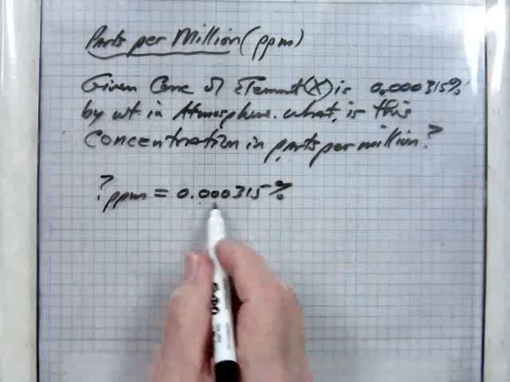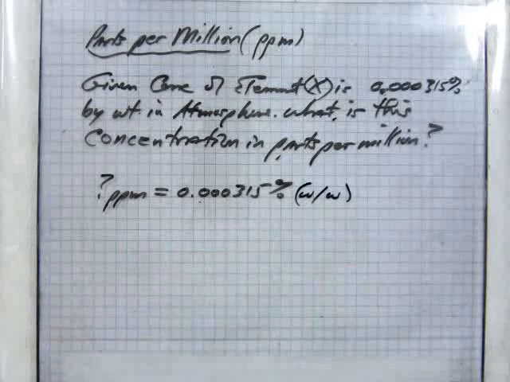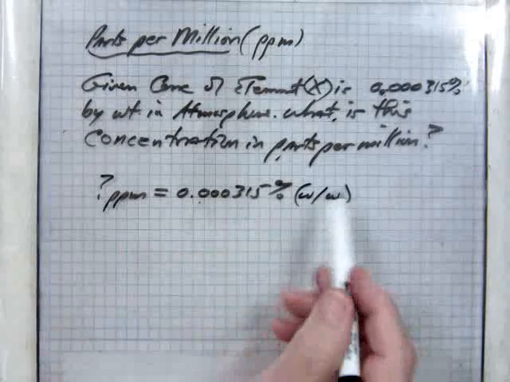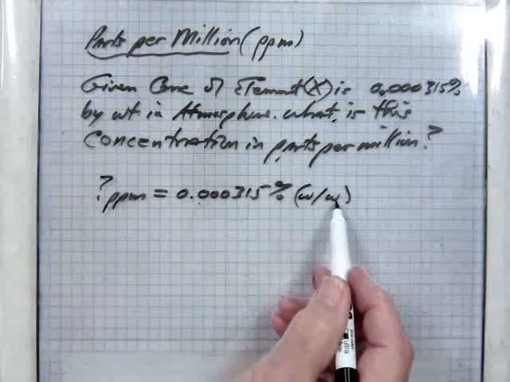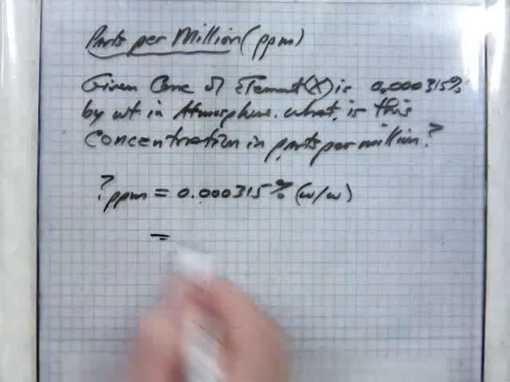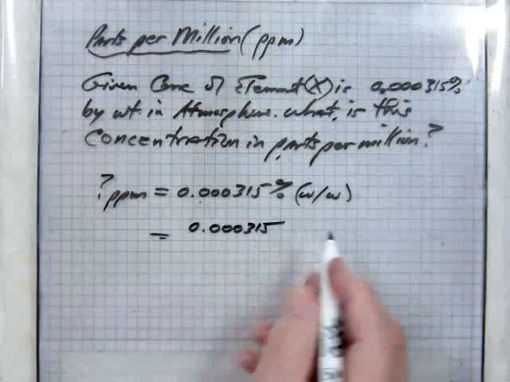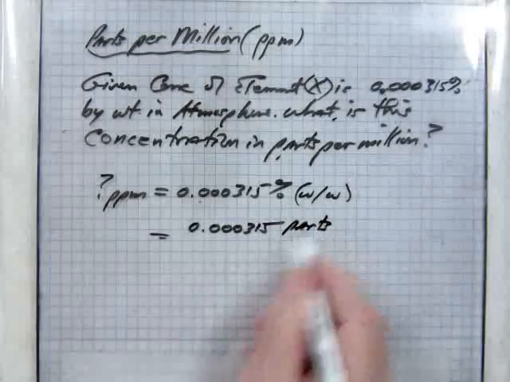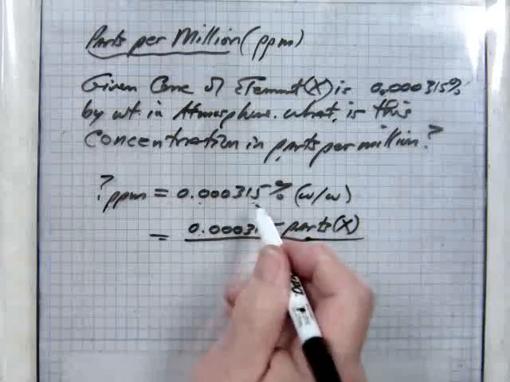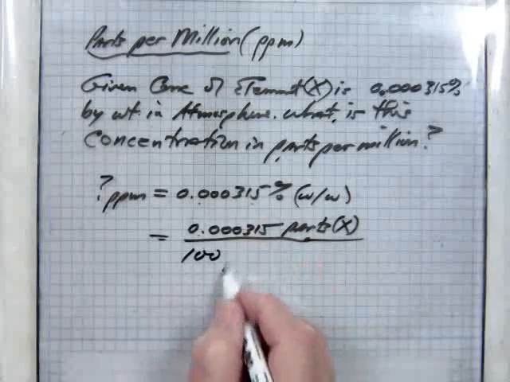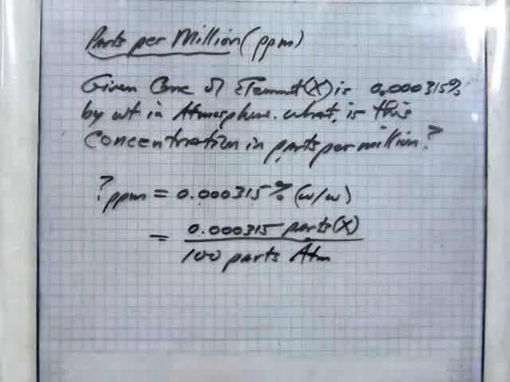Well, this 0.000315%, and you'll see sometimes people will write W/W, means that it's weight ratio, part over total, element X over the total atmospheric weight or whatever. Okay. What does it mean? It's parts per hundred, 0.000315 parts of X. That's what it says. Over 100 parts atmosphere. That's what it means.